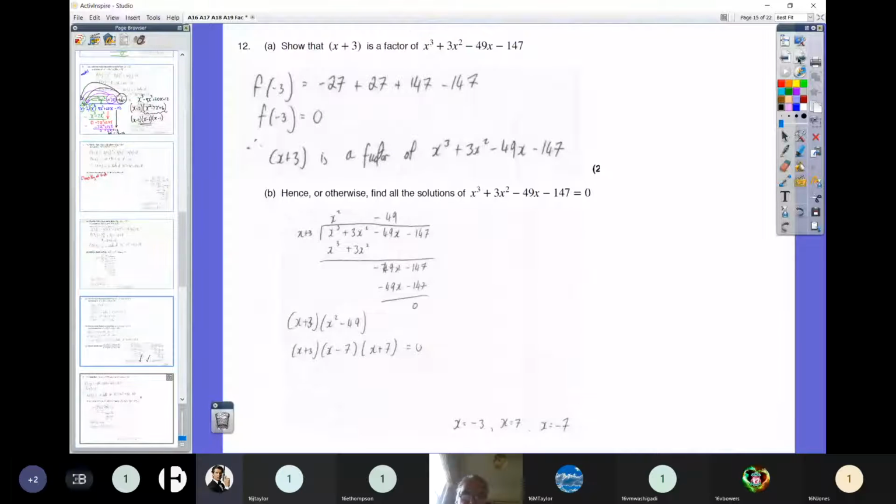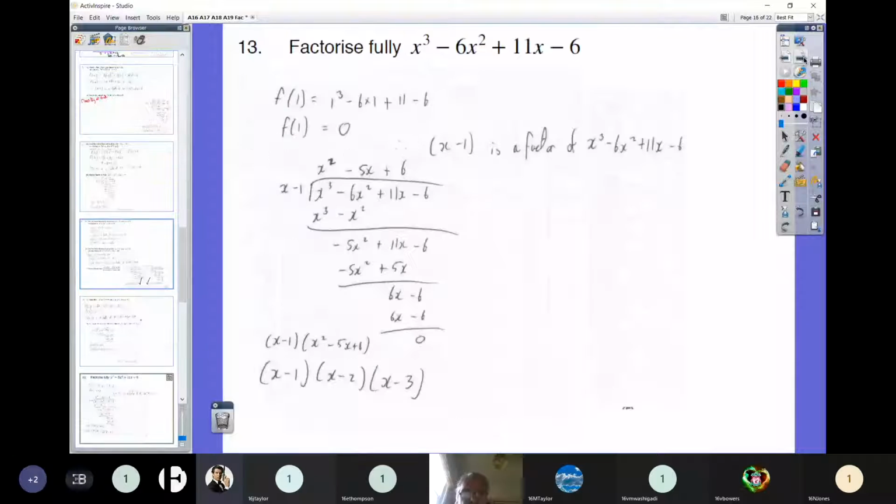12 is more of the same. So again, all excellent practice for you, not so much the part A, but the part B, where you're having to do the algebraic division. 13. Okay, now with 13, you've got to use trial and error to work out what the first factor is.